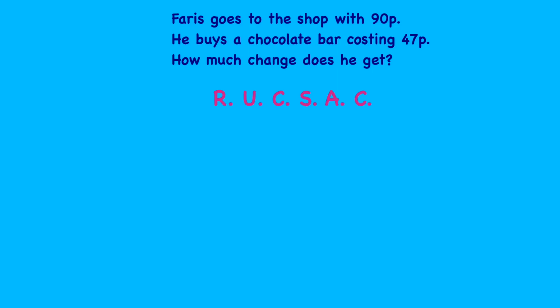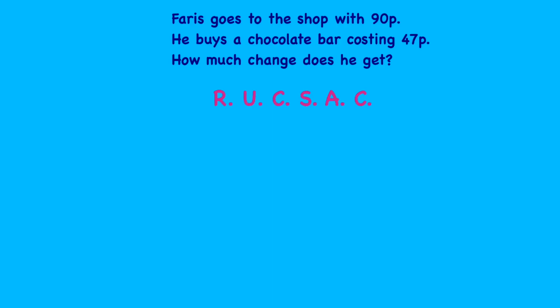So let's think of rucksack, and we're going to start with the letter R, which stands for read. So we're going to read the question again. Faris goes to the shop with 90p. He buys a chocolate bar costing 47p. How much change does he get? Then U. U stands for underline. So we're going to underline the important information here.